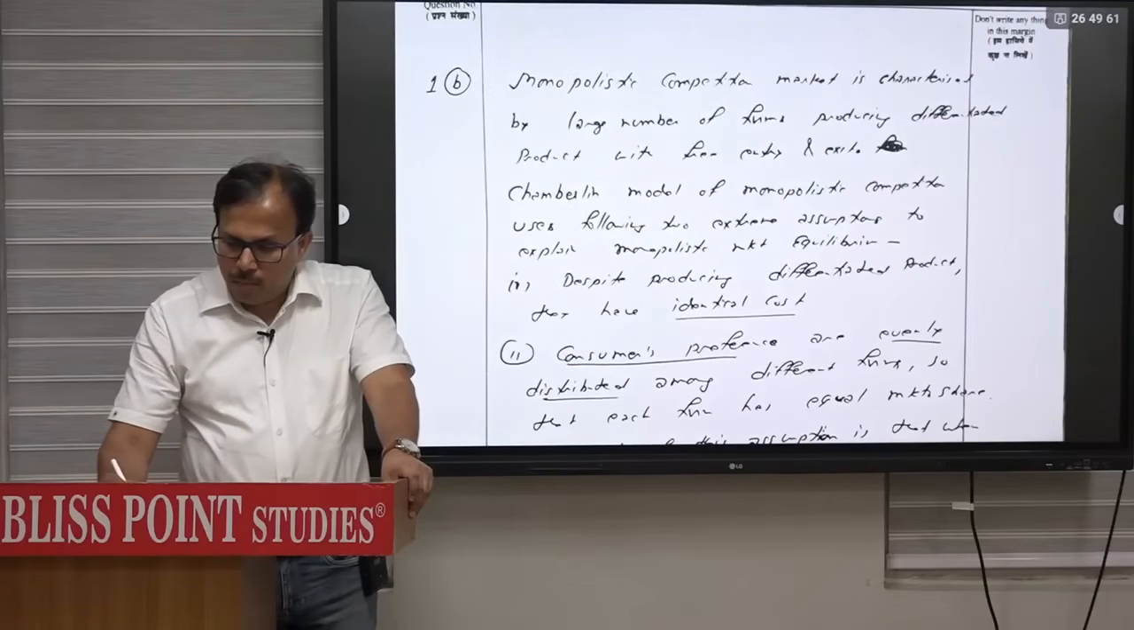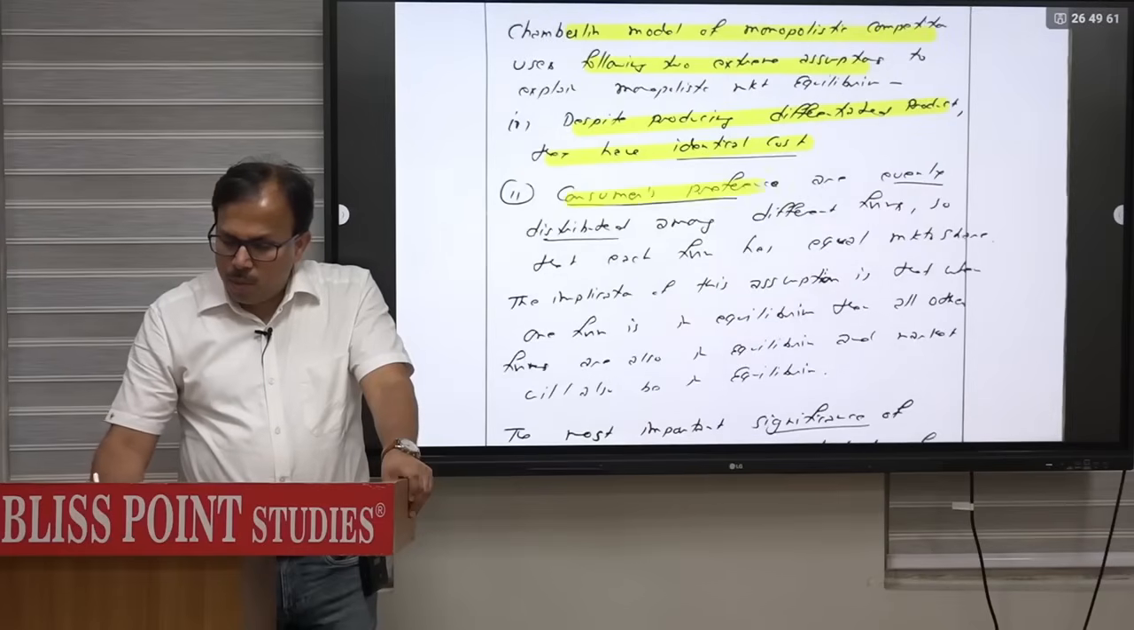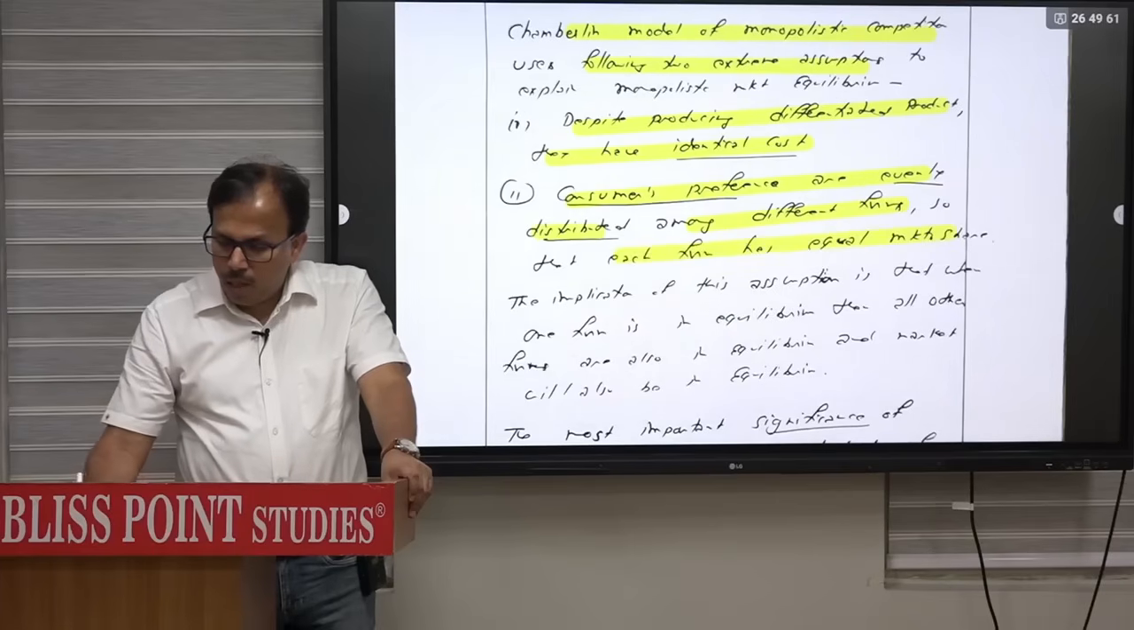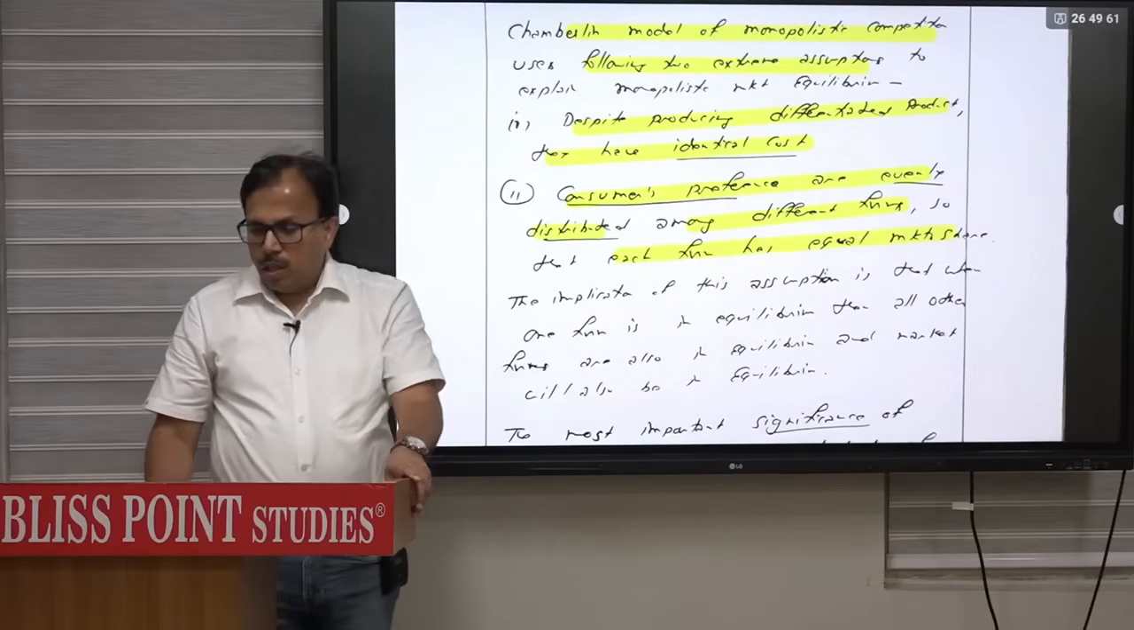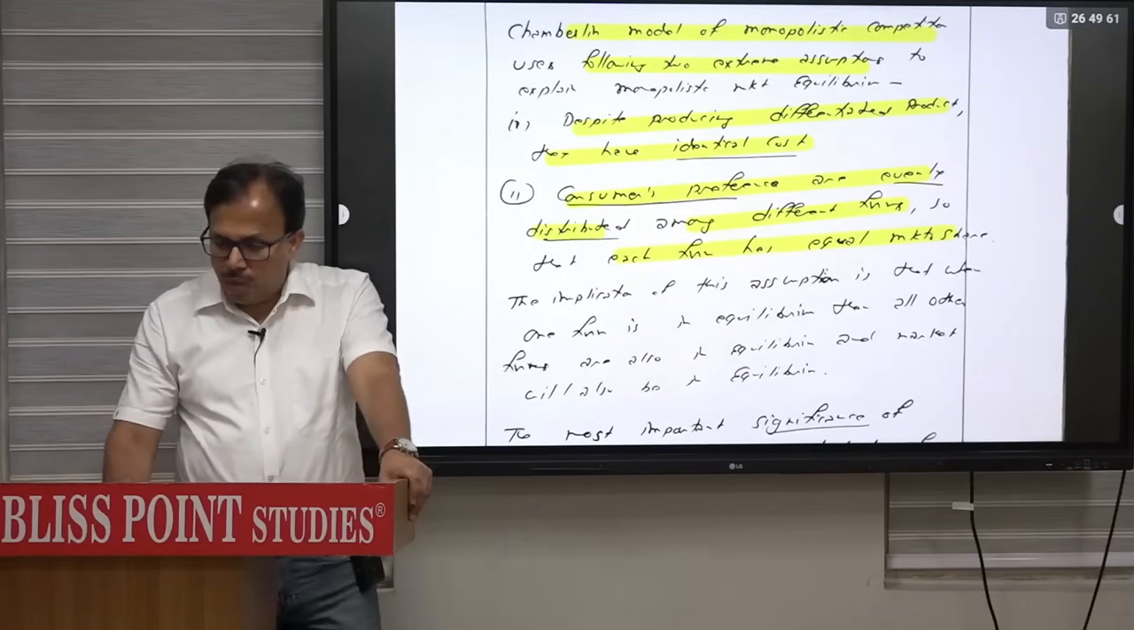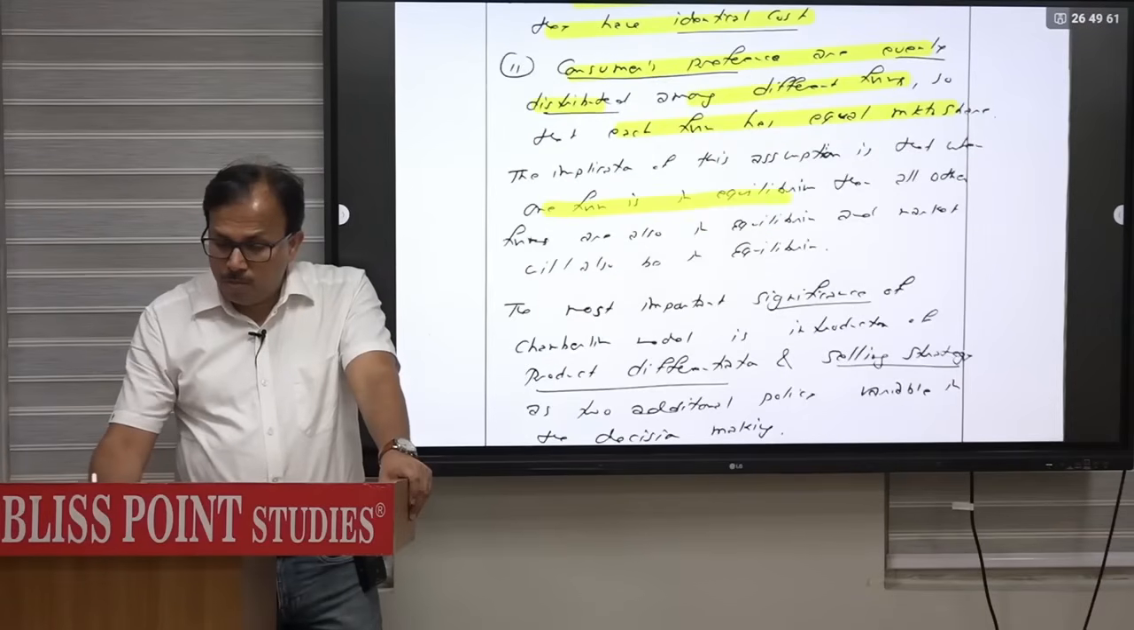So you can start with monopolistic competition, a general introduction. The Chamberlin model of monopolistic competition uses the following assumption: despite producing differentiated products, firms have identical cost, and consumers' preferences are evenly distributed among different firms, so that each firm has equal market share. The implication of this assumption is that when one firm is in equilibrium, then all other firms are also in equilibrium, and the market will also be in equilibrium.